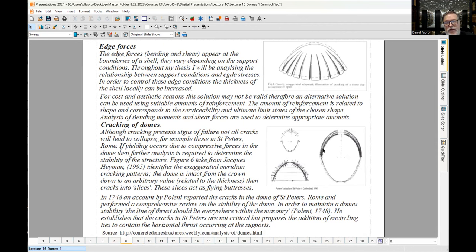Now in this St. Peter's dome, there's actually some horizontal chains that are made of steel that wrap around the bottom. And that's to help contain the hoop forces from pushing outward, which you kind of see up here.